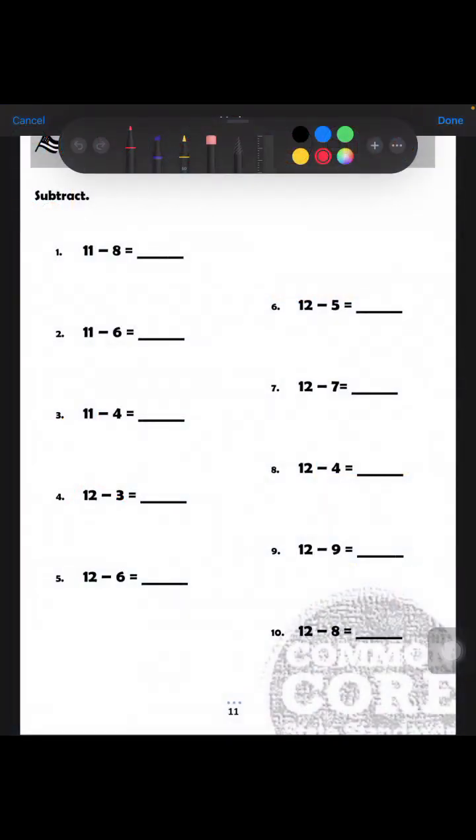Just now we used the abacus to find the answer of question 1. We need to find 11 minus 8. We first split 11 into 10 and 1. 10 minus 8 equals 2. And 2 plus 1 equals 3. So the answer is 3.